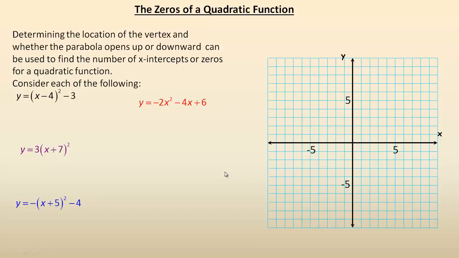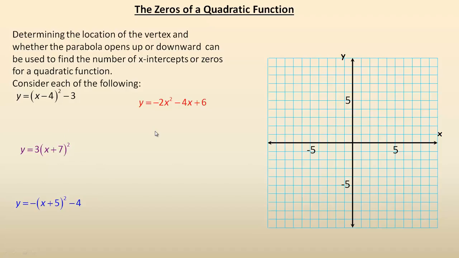In this tutorial, we're going to take a look at the zeros of a quadratic function and how that relates to the quadratic formula, specifically one part of that, but we'll get to that shortly. So a little note here at the top left-hand corner. If you determine the location of the vertex and whether the parabola opens up or opens down, then you can use that to determine how many x-intercepts, how many places it crosses the x-axis.